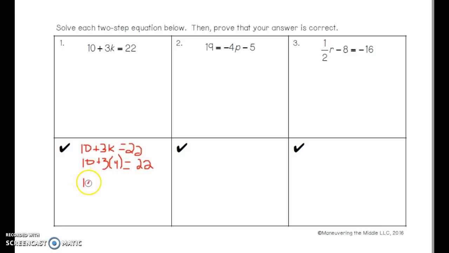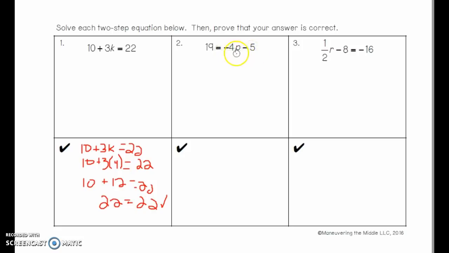Okay, so we have 10 plus, what's 3 times 4? 12. Yep, equals 22. And then I always say, well, wait, 10 plus 12, oh yeah, it's 22. And does 22, whoops, that's an equal sign. Does 22 equal 22? Sure does. That's how we know we did it right. Let's go to number 2.